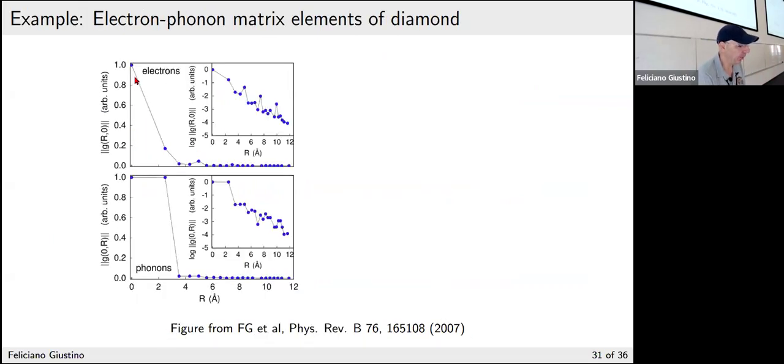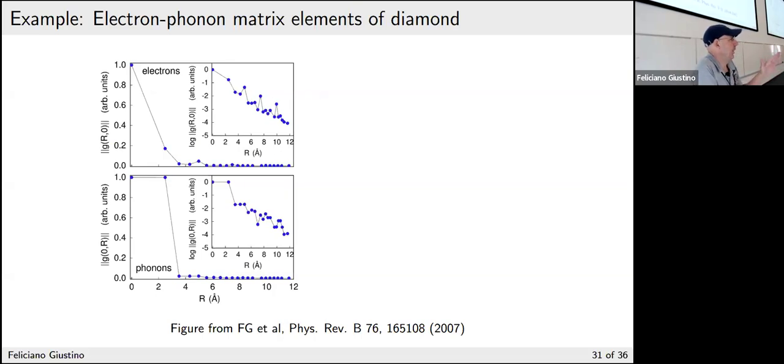In this plot, for example, in the case of diamond, this matrix element decays as a function of distance between the Wannier functions. In other systems, that's not the case, okay? For example, diamond is an elemental semiconductor, so it's non-polar. As soon as you take a polar semiconductor like gallium arsenide, the interactions will be long-ranged, okay? So generally speaking, things can be long-ranged.